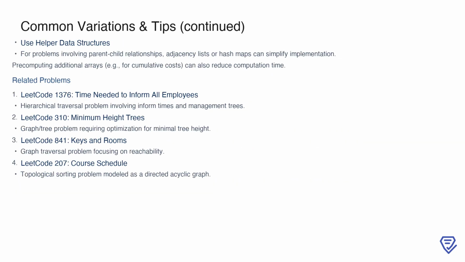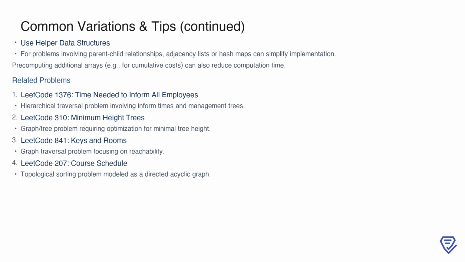Using the right data structures can simplify the implementation of problems involving hierarchical relationships. For example, adjacency lists or hash maps are excellent for representing parent-child relationships, and pre-computing additional arrays, such as those for cumulative costs, can minimize computation time during traversal.